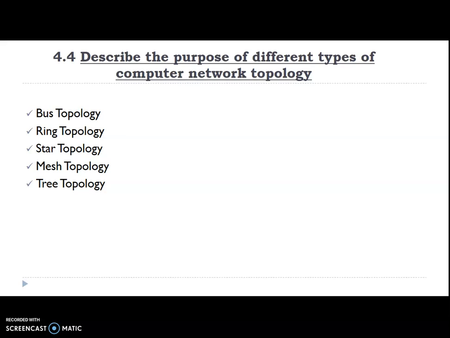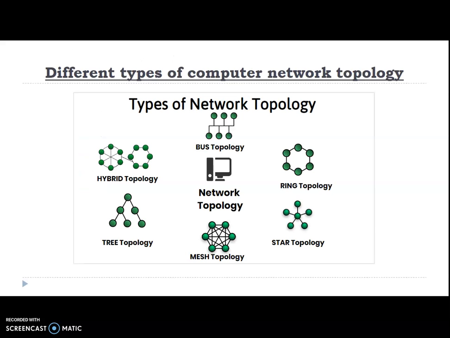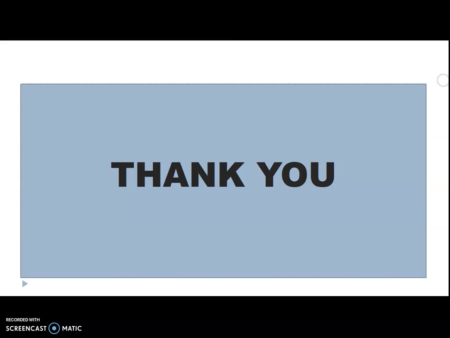4.4 describes the purpose of different types of computer network topology. First, bus topology. Second, ring topology. Third, star topology. Fourth, mesh topology. And fifth is the tree topology. Here are the diagrams of different types of topology.